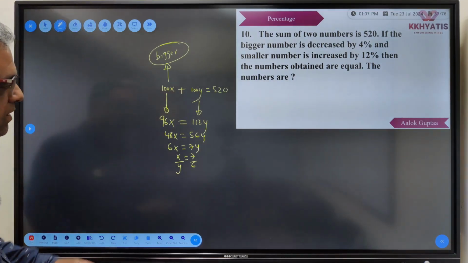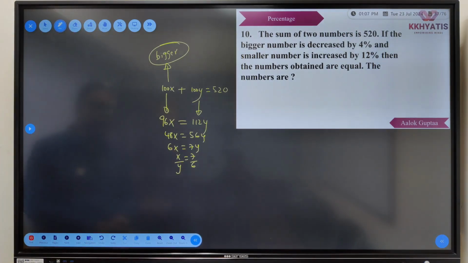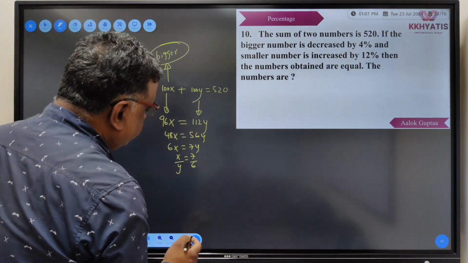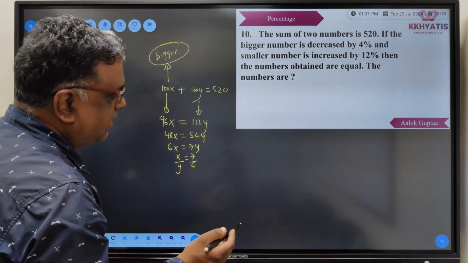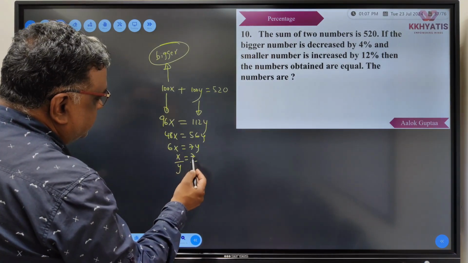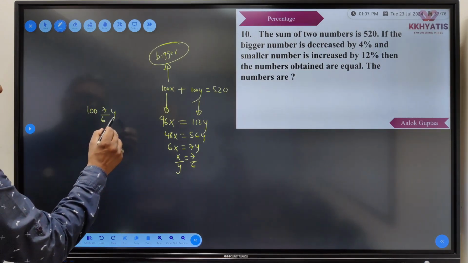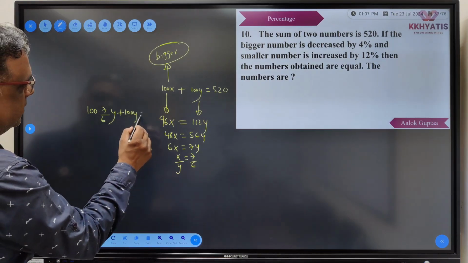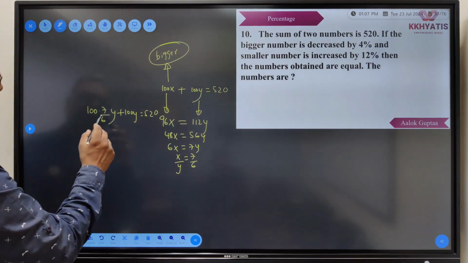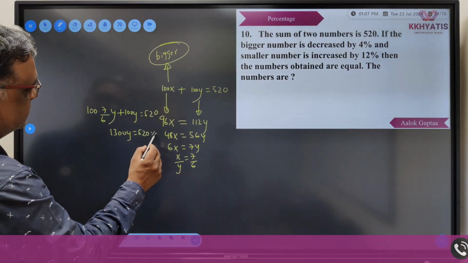I want to find now, my intention is to find the numbers. So x upon y is 7 by 6 and 100x plus 100y is 520. So using these two, can I not find the numbers? Yes. Either I can replace x with 7 by 6 y, 7 by 6 y plus 100y is 520, correct? So this will become 700 plus 600, 1300y is 520 into 6.